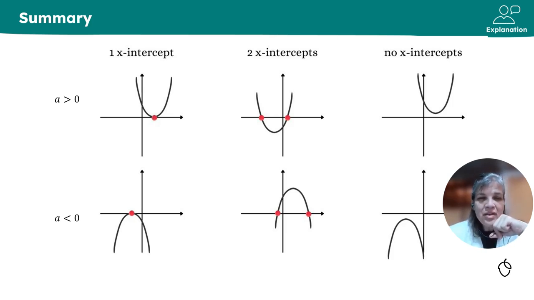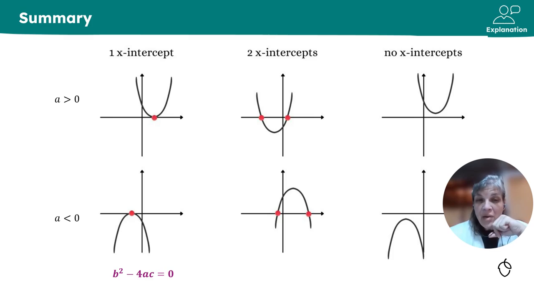If I have one place where the x-axis interacts with the curve, where it's a tangent to the curve, if a is greater than 0, it's going to be a smiling curve. If it's less than 0, it's going to be a frowning curve. The discriminant in this case is going to be equal to 0. Okay, b squared minus 4ac is going to be equal to 0.